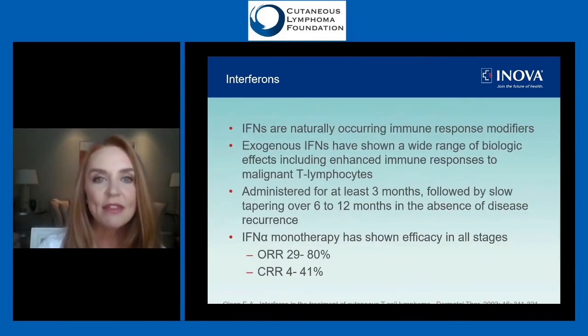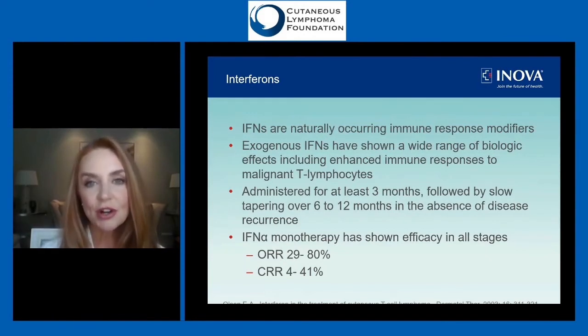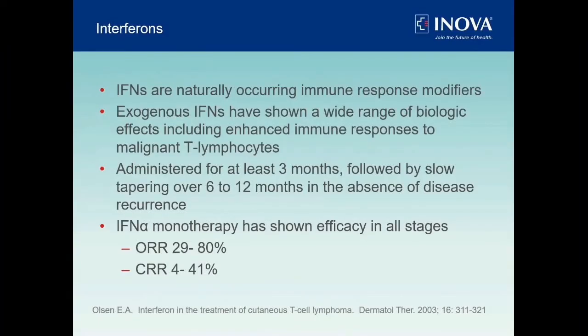Transitioning to interferon, these are circulating chemicals that occur naturally, and they're immune response modifiers. They enhance your antiviral or anti-tumor immune function. And then we can give them exogenously to try to manipulate that whole balance between self-tolerance and attack of cancer cells.